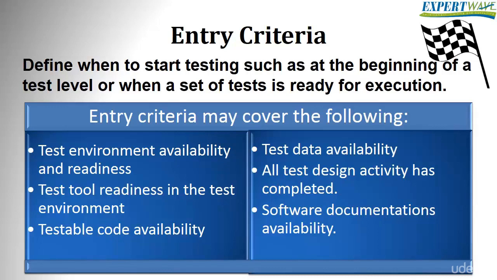You can define different entry criteria for different testing activities. Examples of some typical entry criteria for test execution may include test environment availability and readiness, test tool readiness in the test environment, testable code availability, test data availability. If the customer hasn't provided us with the test data, then there is no need to start testing now and waste our time. All test design activity has completed. Test conditions, test cases, and test procedures are ready. Software documentation is available, such as the requirement document or design document.